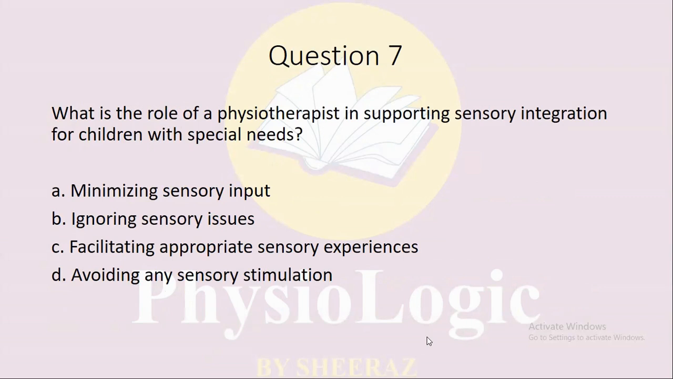Next, question number seven is, what is the role of physiotherapists in supporting sensory integration of children with special needs? Option A, minimizing sensory input. Option B, ignoring sensory issues. Option C, facilitating appropriate sensory experiences. And option D, avoiding any sensory stimulation. And the correct option is facilitating appropriate sensory experiences.